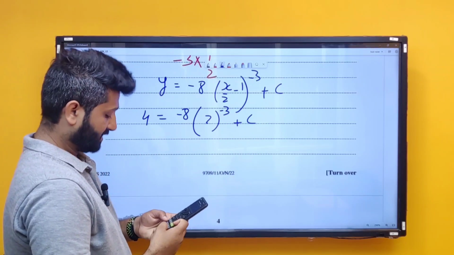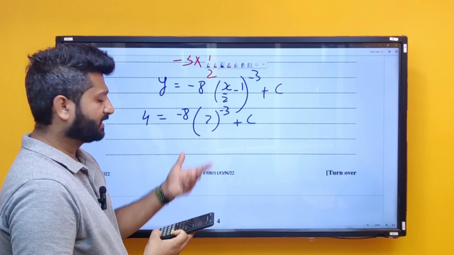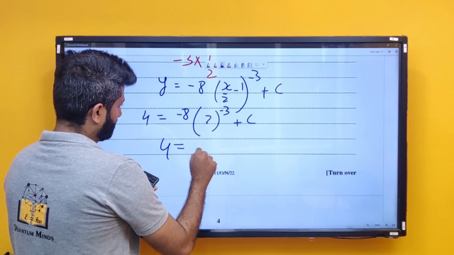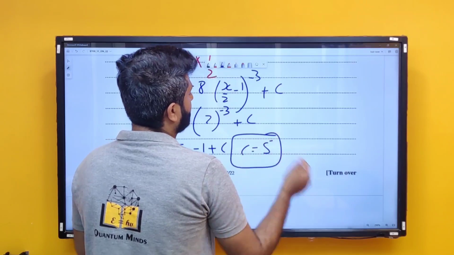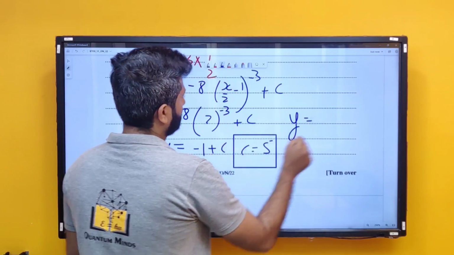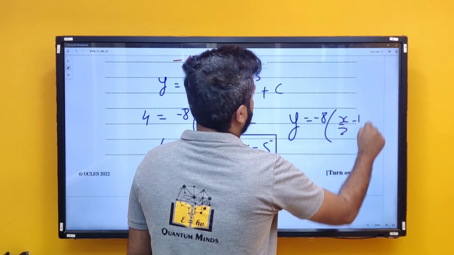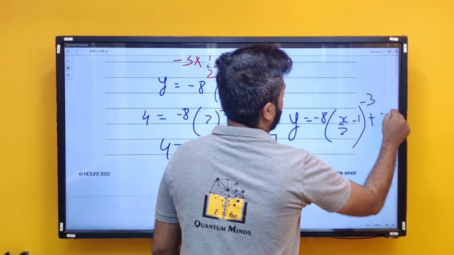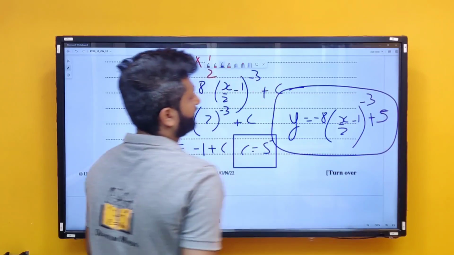So minus 8 into 2 power minus 3 is, I think, 8 only. So this is minus 1. So 4 equals minus 1 plus c. c is equal to 5. So the value of c is 5. So the equation becomes y equals minus 8 by (2x minus 1) power minus 3 plus 5. This is my equation.